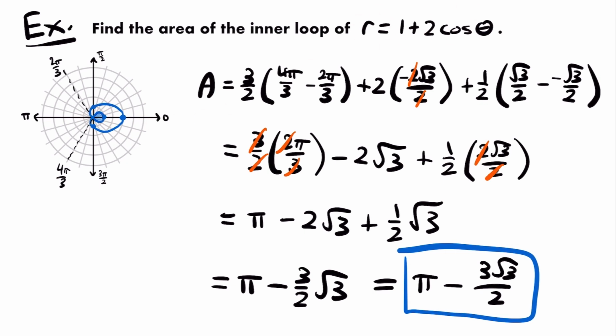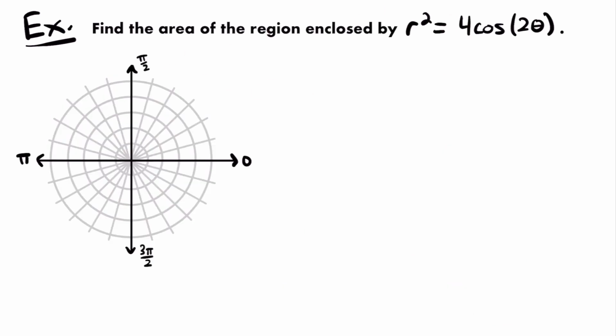Okay, let's take a look at one more example for this video. All right, so here's our last example. We want to find the area of the region enclosed by r squared equals 4 times cosine of 2 theta.